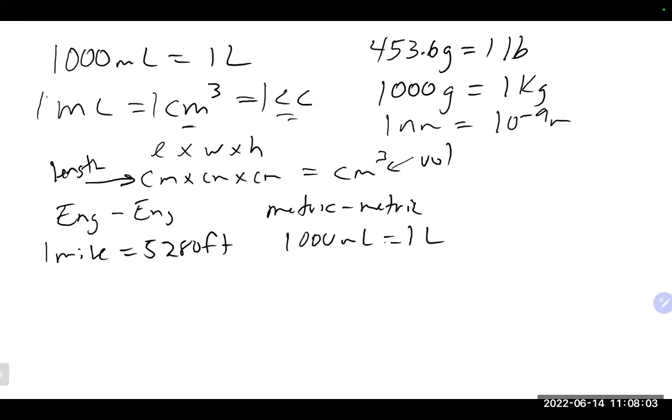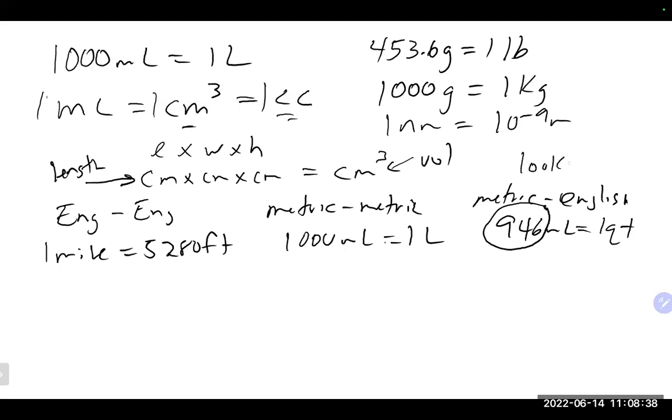Typically speaking, though, if you cross over from metric to English, they're considered not exact numbers. Like 946 milliliters is 1 quart. Quart is English, milliliters is metric. You would need to look at the sig figs here. This would not be considered an exact number. The one you would look at is the number that has sig figs. The other one is usually a 1.